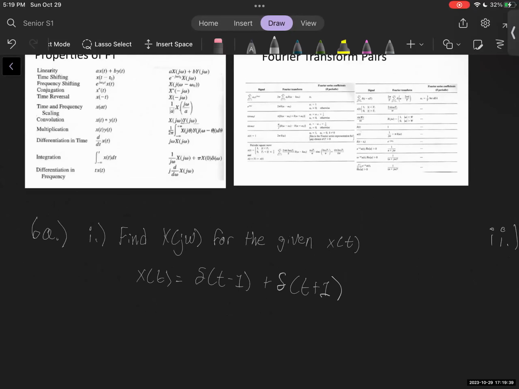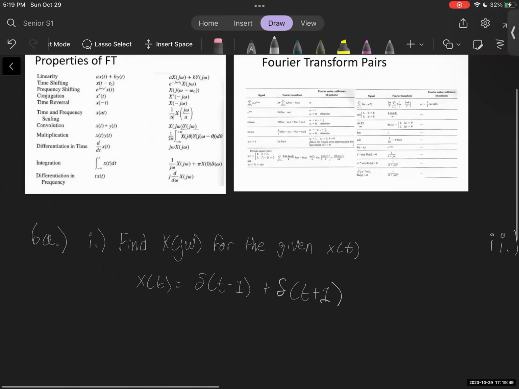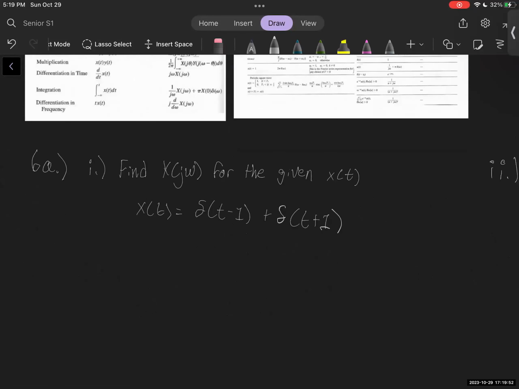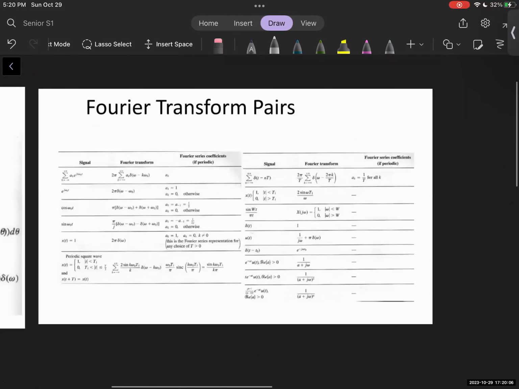So we want to find the Fourier transform of x of t. How are we going to approach this? The first step should always be, what do we have in our function x of t? In this case, both sections of the function are just shifted delta functions. So we can look at the table and see, from the Fourier transform pairs, a delta function, Fourier transformed, is just equal to 1.